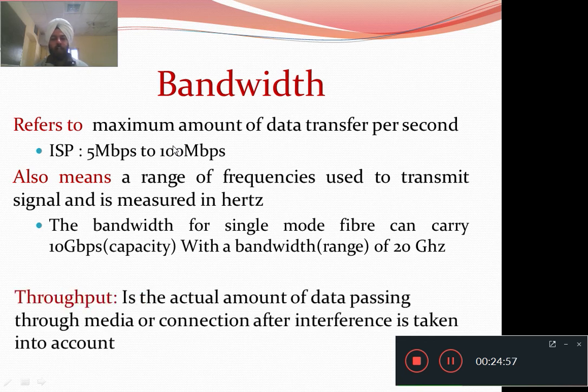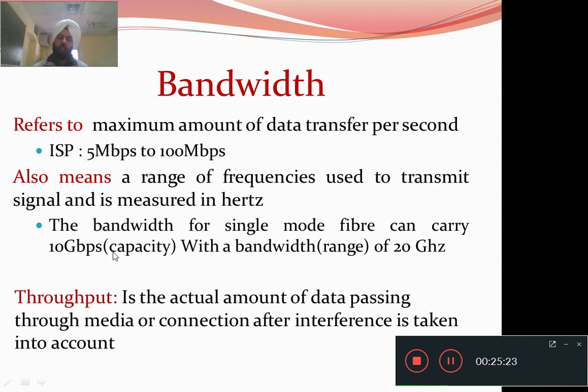Another term is throughput. Throughput is the actual amount of data passing through the media or connection after interference is taken into account. How the data is actually transmitted is called throughput, but bandwidth is the maximum speed.